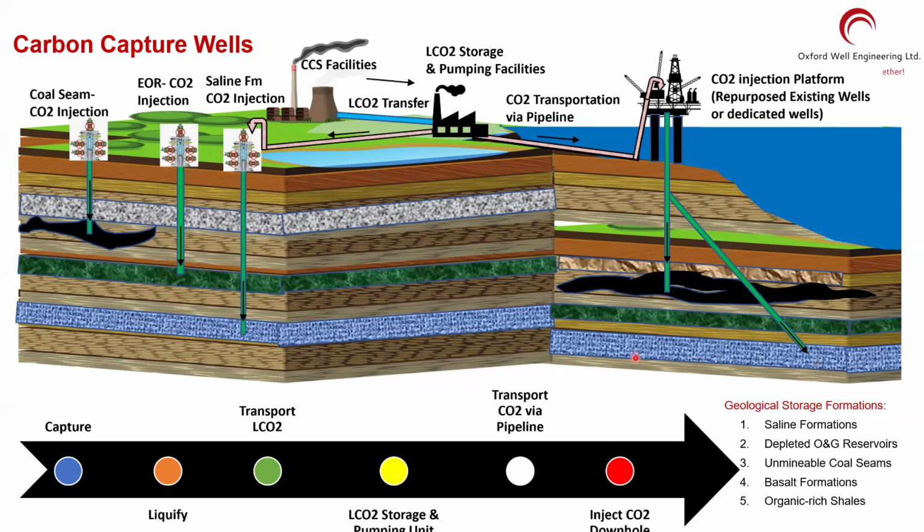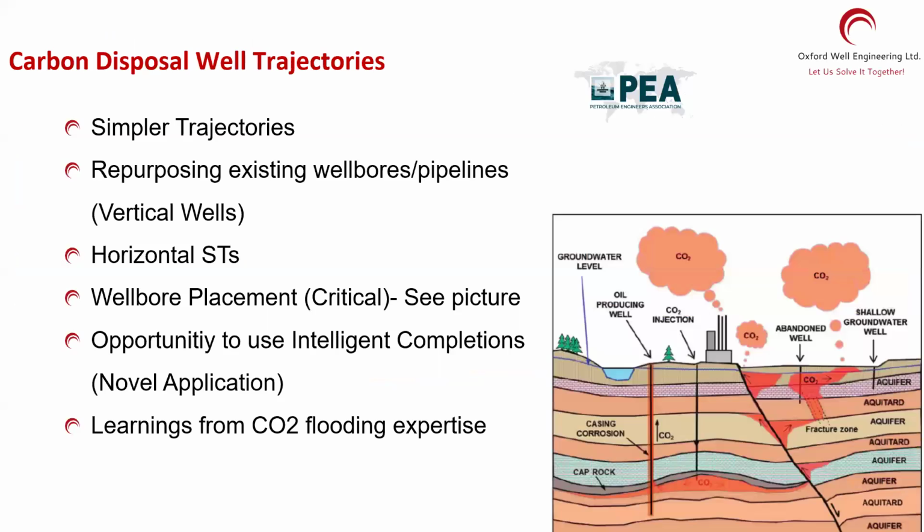So the trajectories are not so bad looking. It's not so complicated. And the problem with that one is you need to place the well right. If you do not place the well right, you could have escape of CO2. CO2 can escape into an existing well, an abandoned well, into the water bodies. This will be a disaster, basically. So the placement of carbon wells is the most important part.